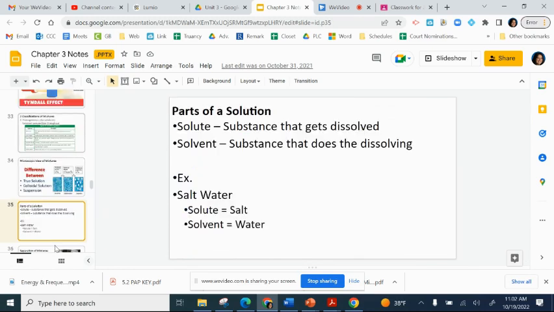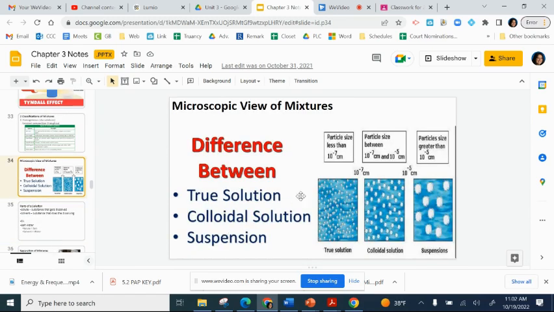So when you look at these different items here, your solutions, really the difference between these is the particle sizes, okay? So typically a solution is going to have very, very tiny particles, like on the order of 1 times 10 to the negative 7th centimeters. So that's really tiny particles.